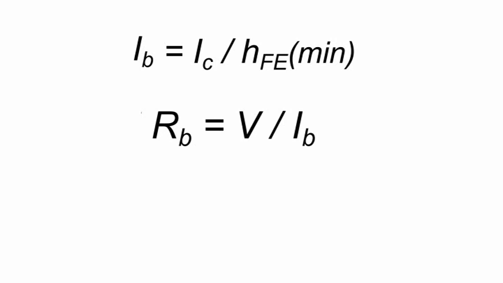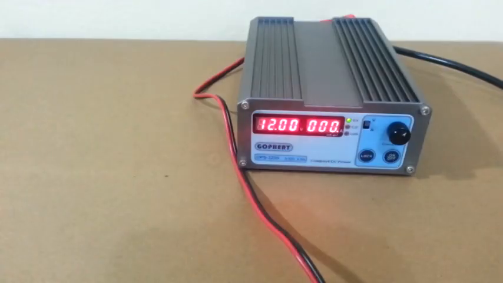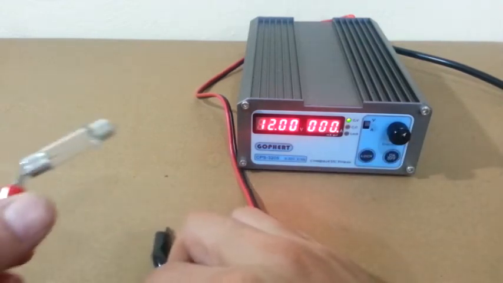The value of the base resistor will be equal to the load voltage divided by the base current. The load voltage is equal to the battery or power supply voltage minus 0.7 volts that are lost in the transistor. In order to test the circuit, I'm going to use this lamp.